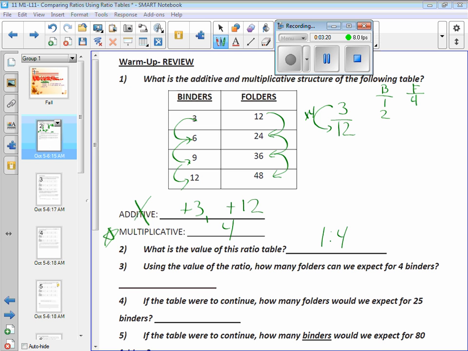2 binders. How many folders? 8. 3 binders. 12. And if you get lost, all we're doing is taking the left-hand column and multiplying by 4 to get us the right. Notice when we hit 3 to 12, that's the first ratio that they actually give us in that table.